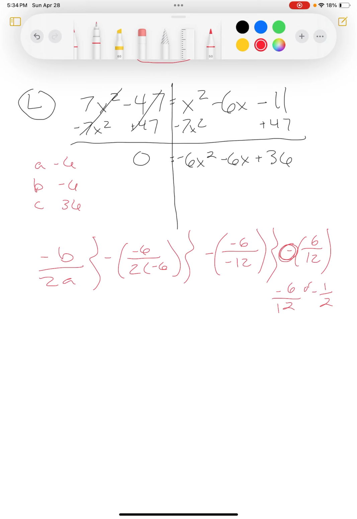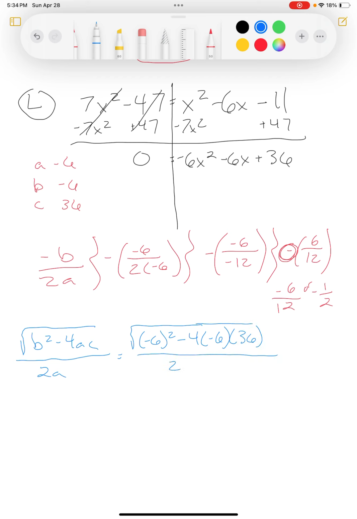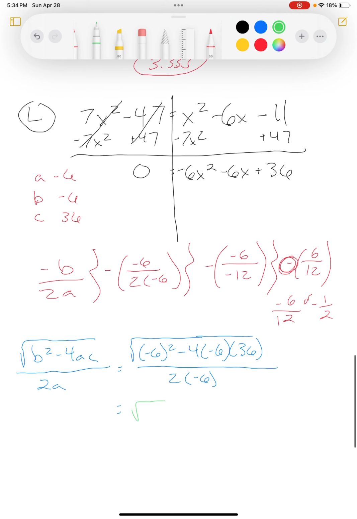Now we'll do part 2, which is the square root of b squared minus 4ac all over 2a. So let's sub in our values. Our b value is -6. Our a value is -6. And our c value was 36. And that's all on top of 2 times a, which is -6. All right, so we start with squaring -6, which will be 36. Again, a negative number squared is always positive.